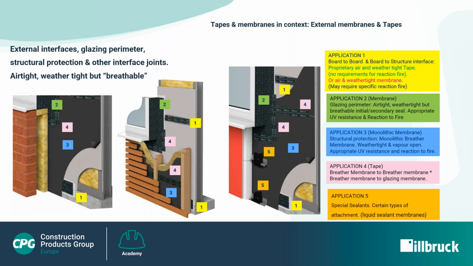Application 5 is a special type of sealant which can be used in certain circumstances for difficult or hard to seal items such as base plates, brackets, and so on and so forth, not within the scope of this presentation.